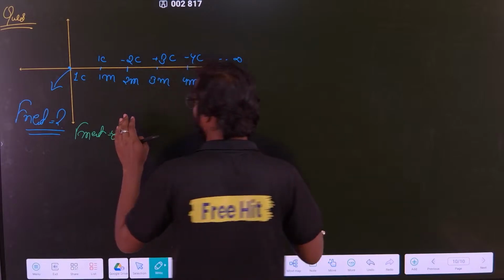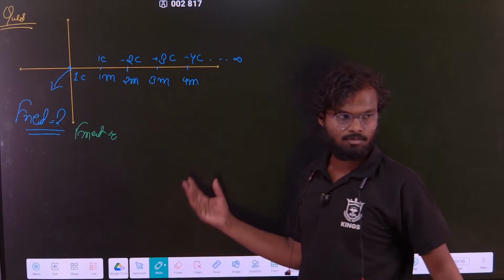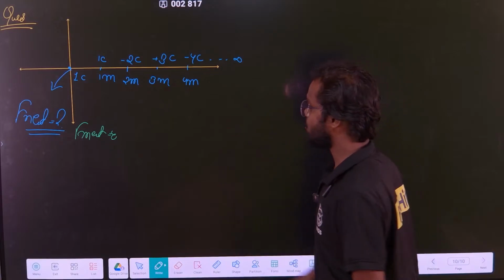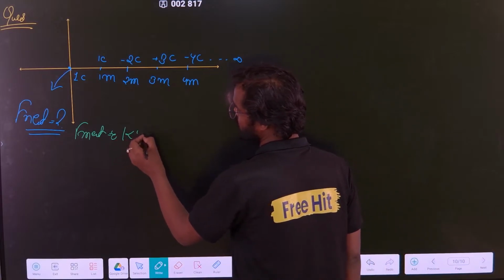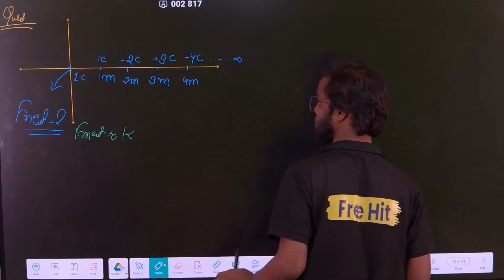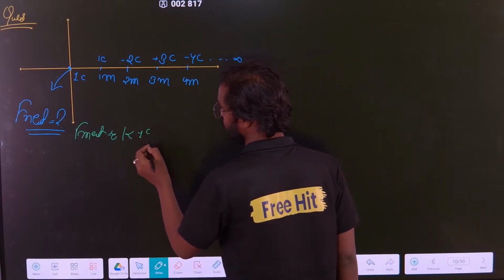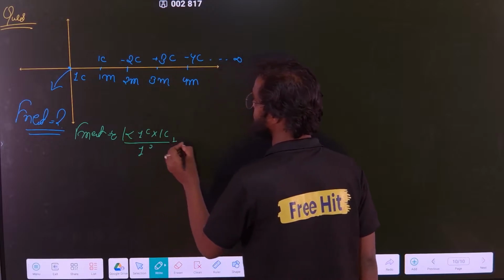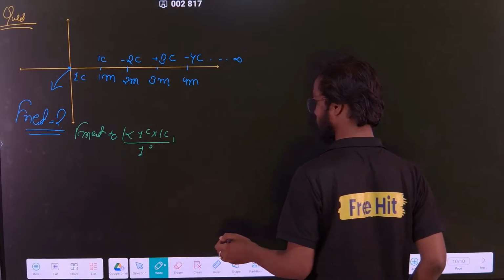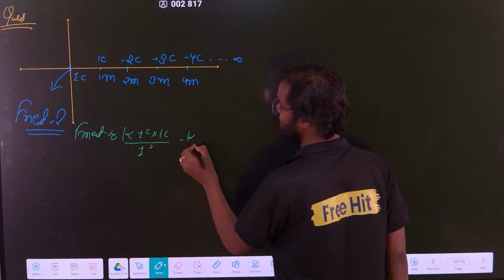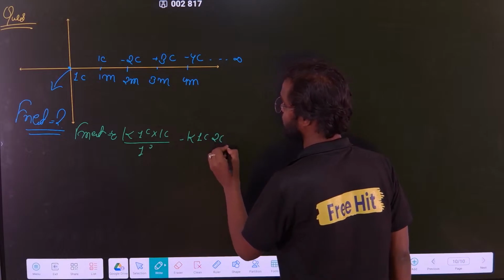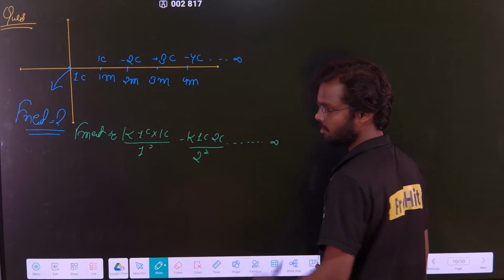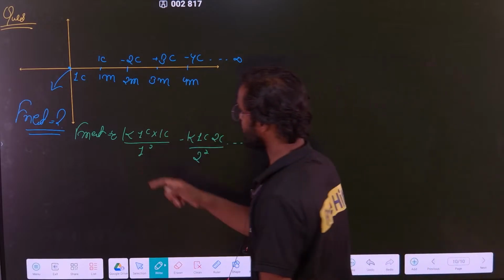So I will use the vector form directly. What will I write? I will write K Q, where Q is 1 coulomb into 1 coulomb divided by 1 square. In the same manner, it will be minus K 1 coulomb 2 coulomb by 2 square, and so on up to infinity. Correct?